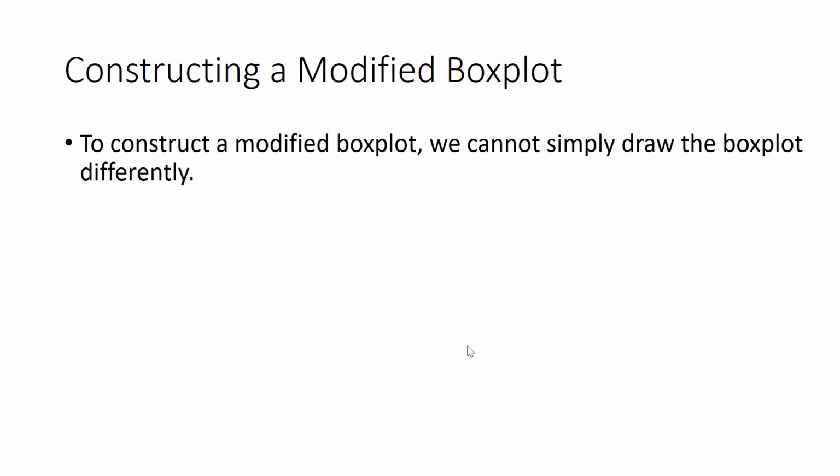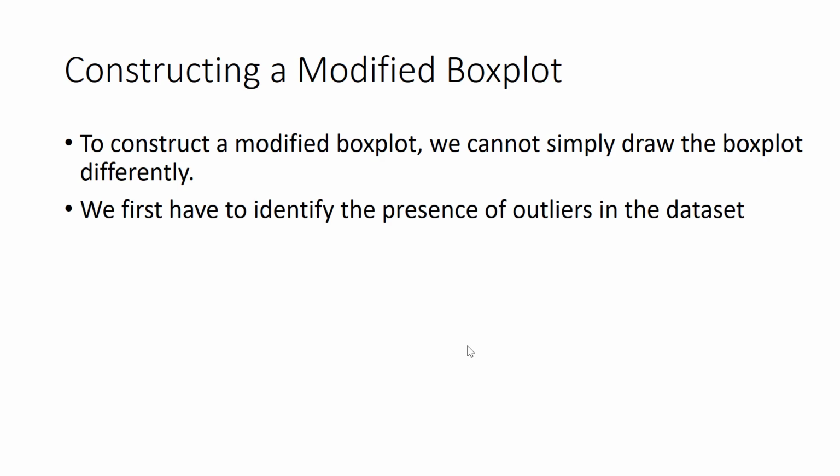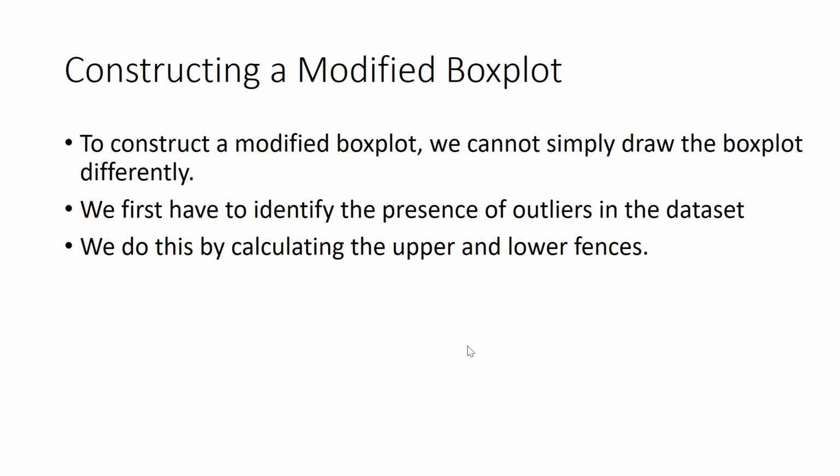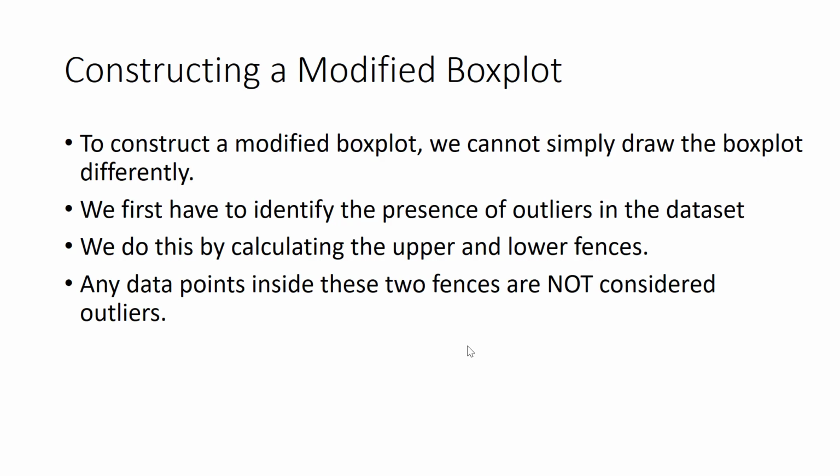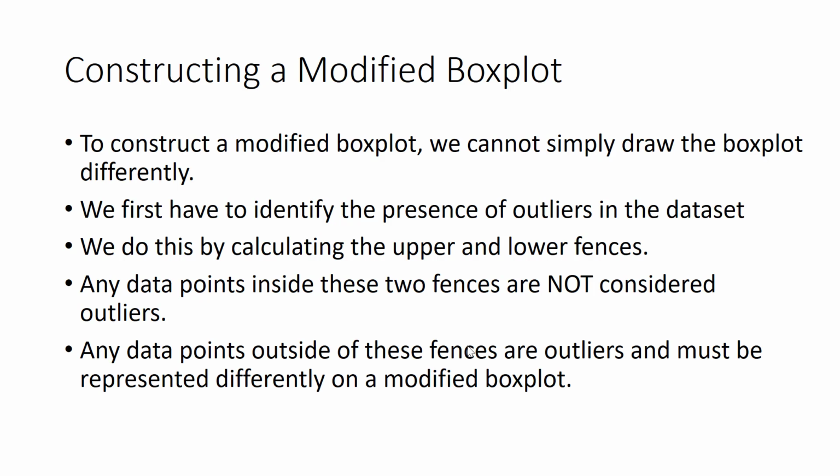To construct a modified box plot, we cannot simply draw the box plot differently. Instead, we have to first identify the presence of outliers in the dataset. We do this by calculating the upper and lower fences. Any data points inside these two fences are not considered outliers. Any data points outside of these fences are considered outliers and must be represented differently on a modified box plot.